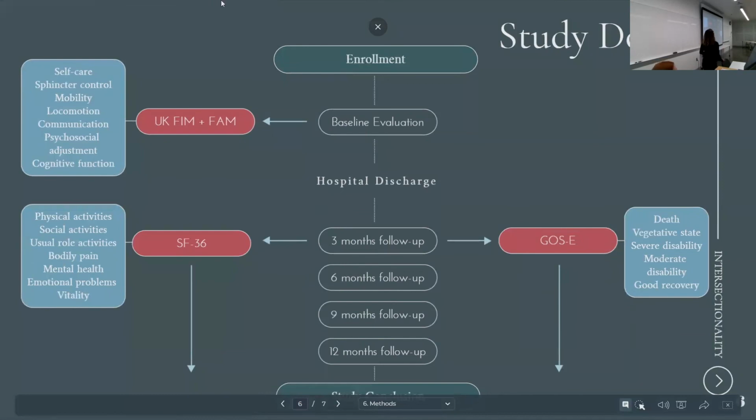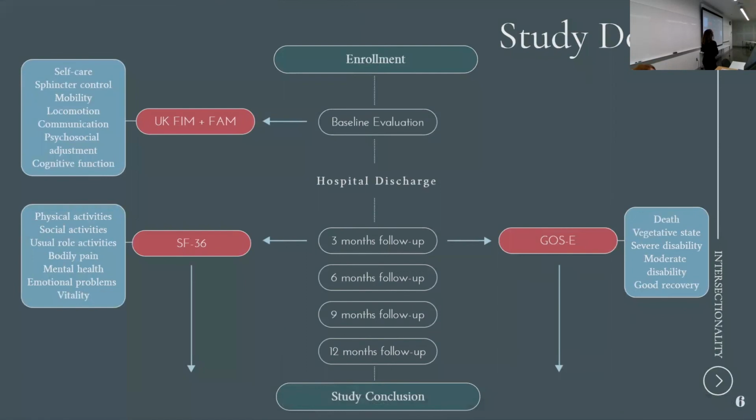So participants will be enrolled during hospital admission. At that time, we will collect demographic and contact information for them. And then prior to hospital discharge, we will evaluate them using the United Kingdom Functional Independence Measure and Functional Assessment Measure to create a baseline of psychosocial function. So the UK FIM is a validated tool designed to measure disability among patients with a brain injury. And these are the scales that they measure.